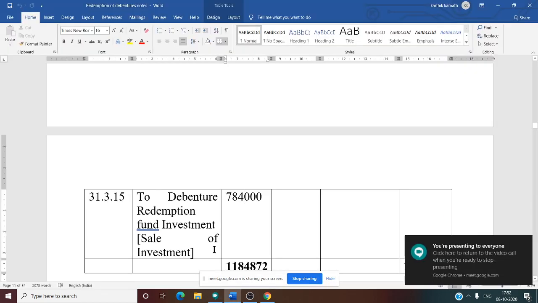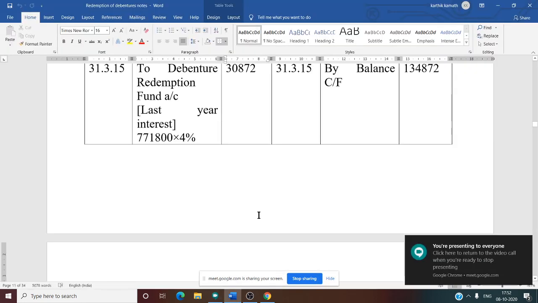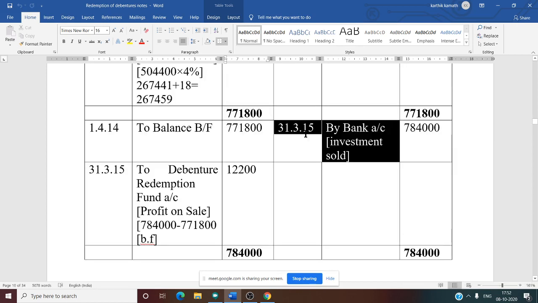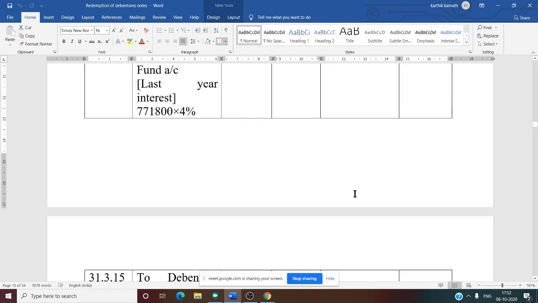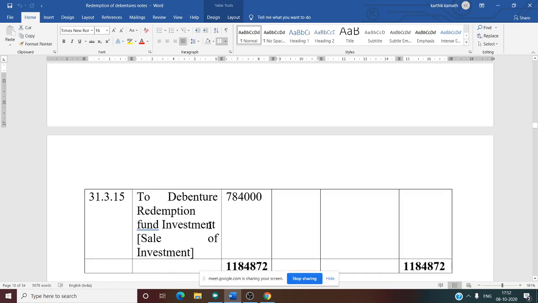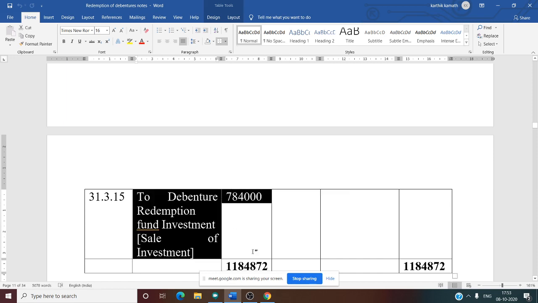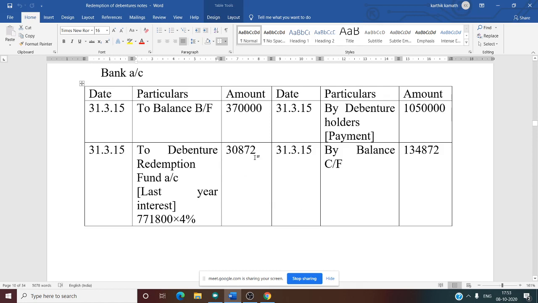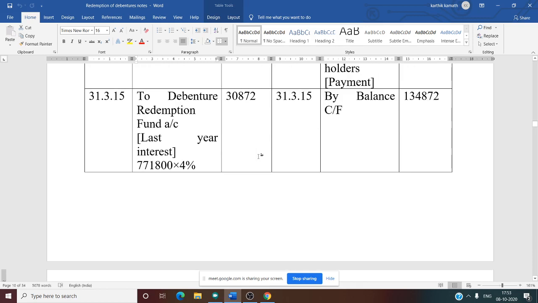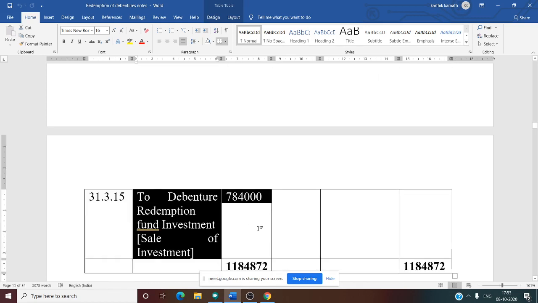So what is the sale amount? Sale amount is given. Again, if you see the DRFI account, what is the sale? See, wherever there is a by bank account, 7,84,000 we have written, investment sold. So in the bank account to DRFI account, sale of investment directly from the DRFI account, transfer entry 7,84,000, cash comes in. Okay, now we have settled the debit side of the bank account.